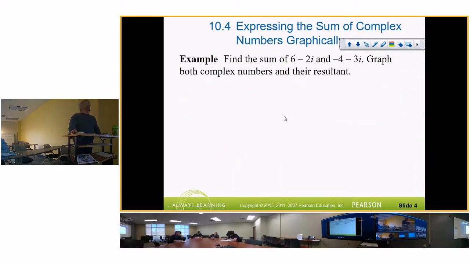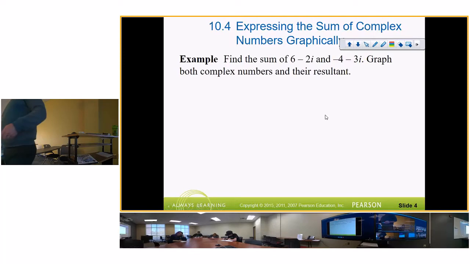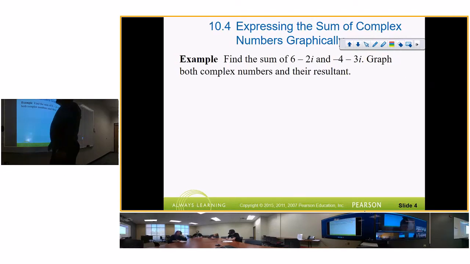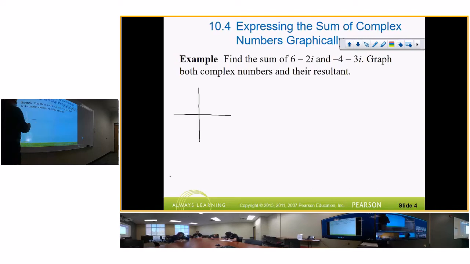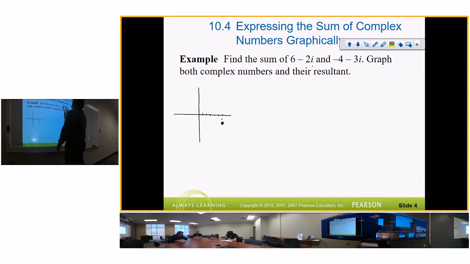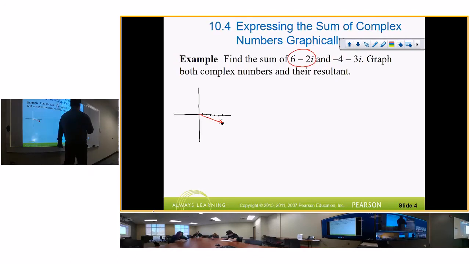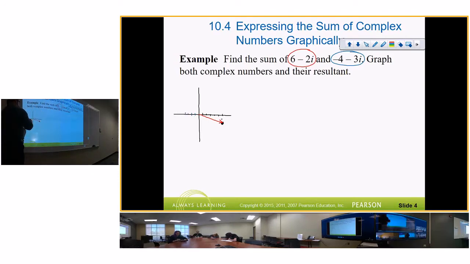Find the sum of 6 minus 2i and negative 4 minus 3i. Graph those and their resultant. So 6 minus 2i is going to be like 6 and negative 2, and then negative 4 and negative 3. If I wanted to graph this as a 2-dimensional graph back in the Cartesian coordinate system: 1, 2, 3, 4, 5, 6, negative 2. There's that point, and we'll do this one in red. Negative 4 minus 3i, we'll do that in blue: negative 4 and negative 3.